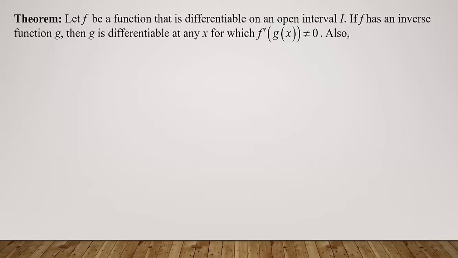F is a function that's differentiable on an open interval I. If f has an inverse function that I'll call g, then the inverse function g is differentiable at any value of x for which f prime of g of x does not equal 0. In fact, g prime of x, so the derivative of the inverse function, is equal to 1 over f prime of g of x, as long as f prime of g of x does not equal 0.